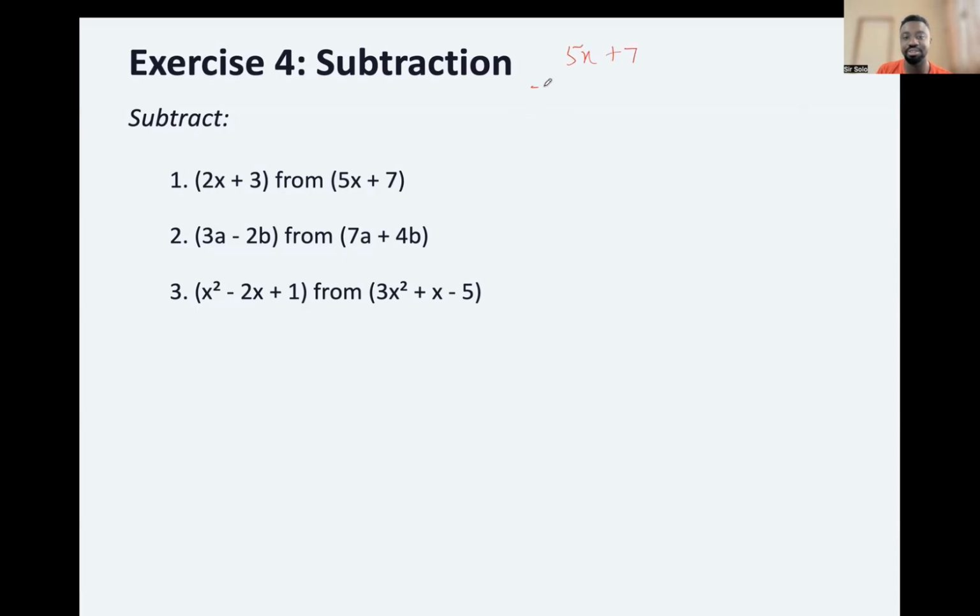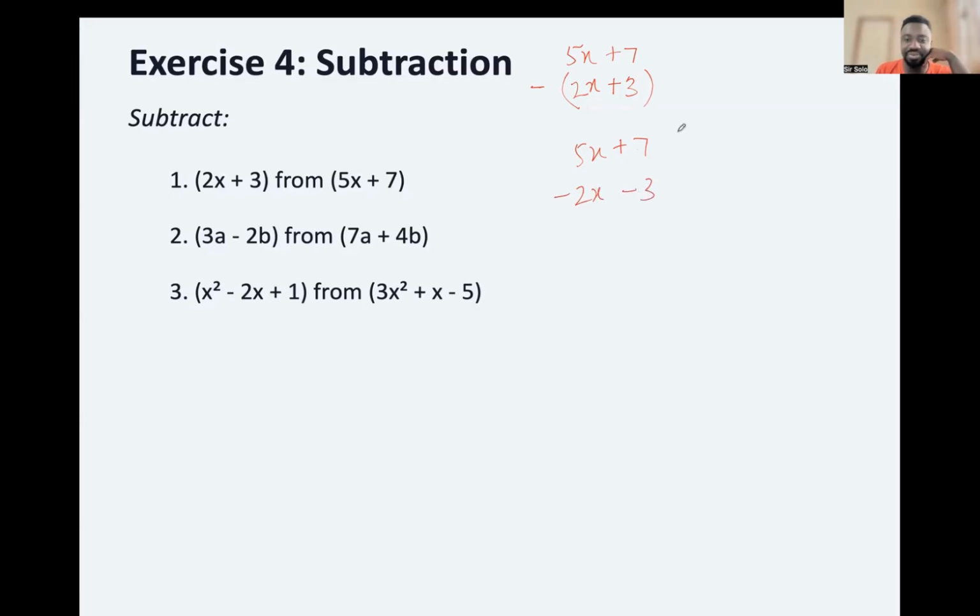Then I say subtract minus 2x. You put this one into brackets. Plus 3. We change the sign of the second term. Then you multiply. It's assumed there is 1 here. Do you have it now? Okay, first term here, 5x plus 7. Second term will be minus 2x minus 3.